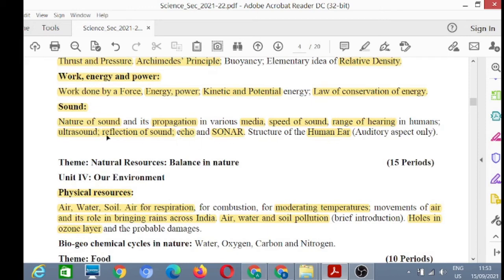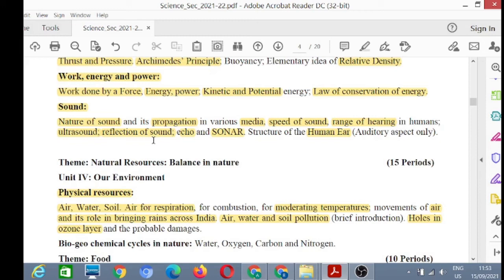So next is ultrasounds. Ultrasound is a form of sound generally used in detecting disease in the human body. For example, we can check the well-being of a child before birth, or during pregnancy, sorry, during pregnancy.